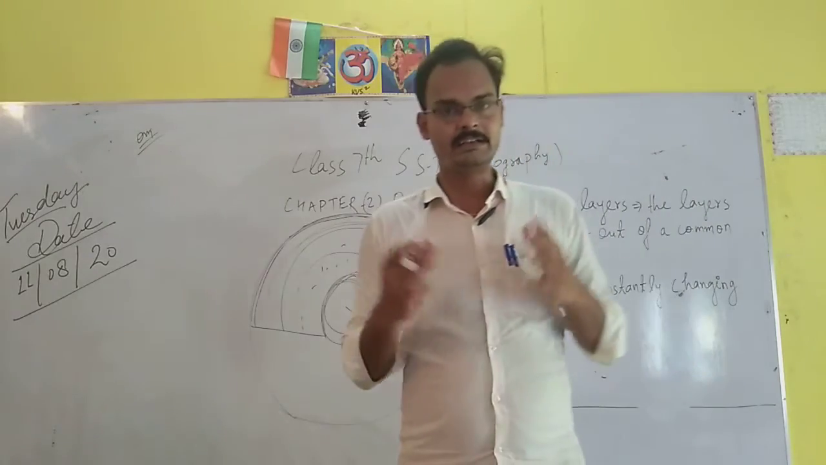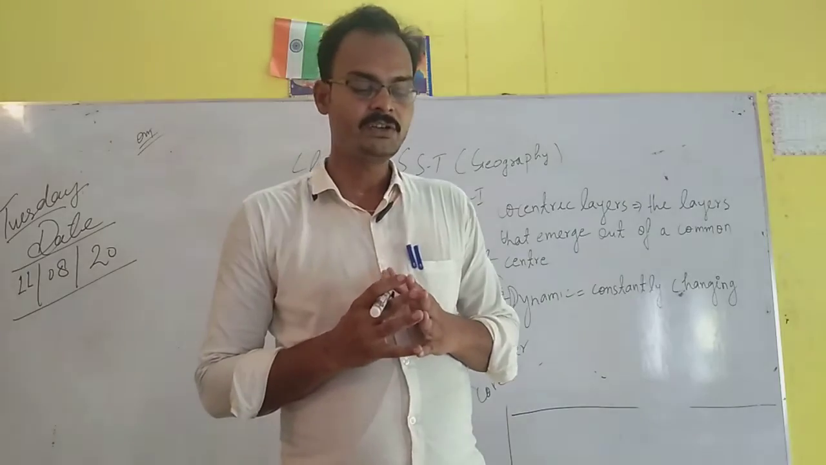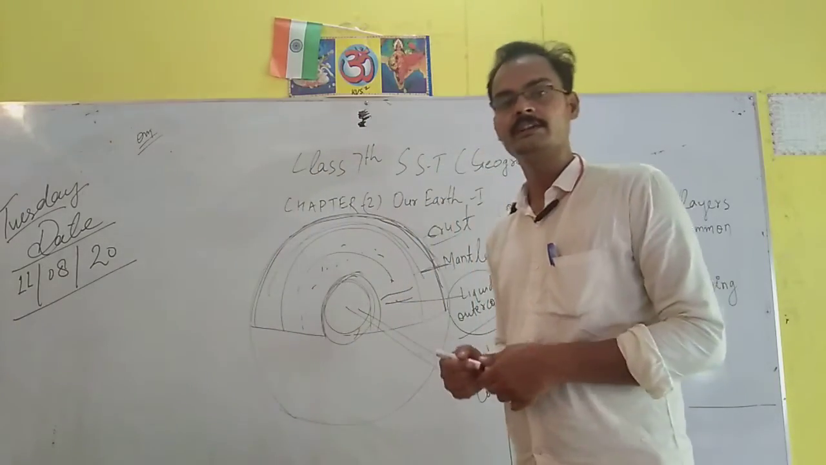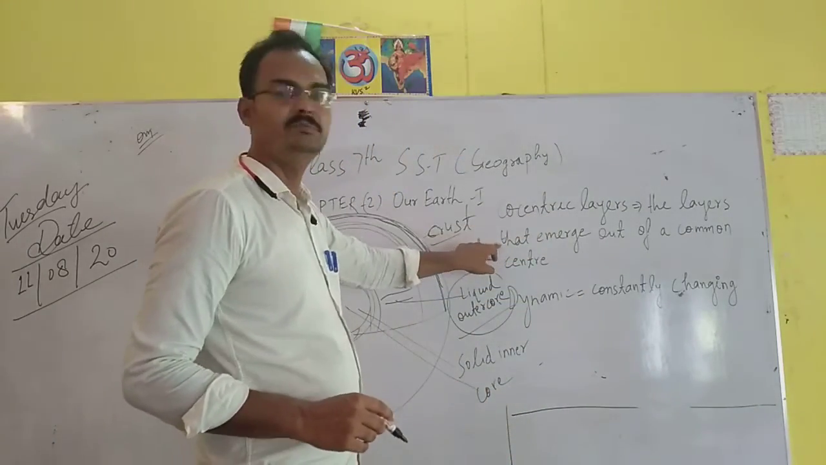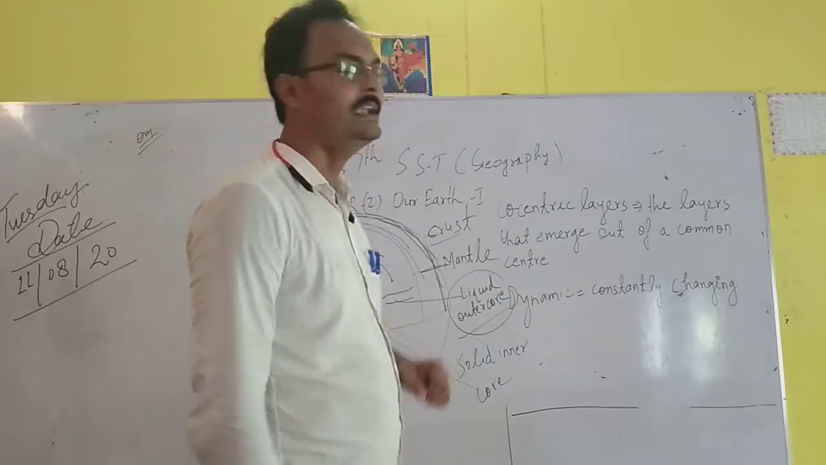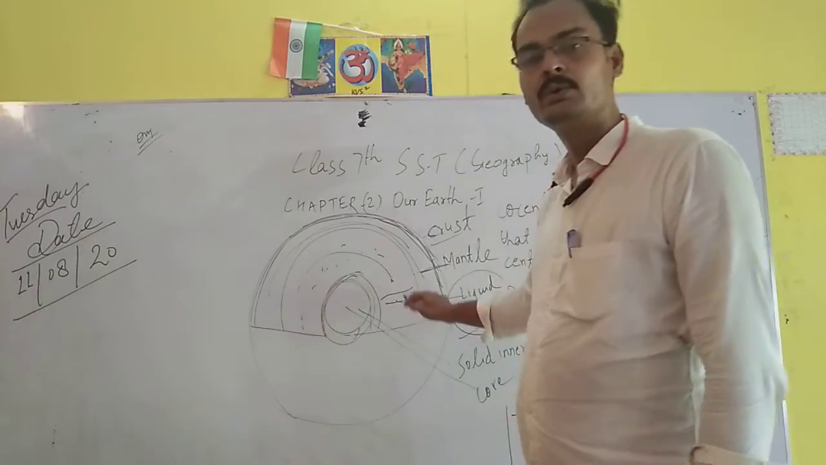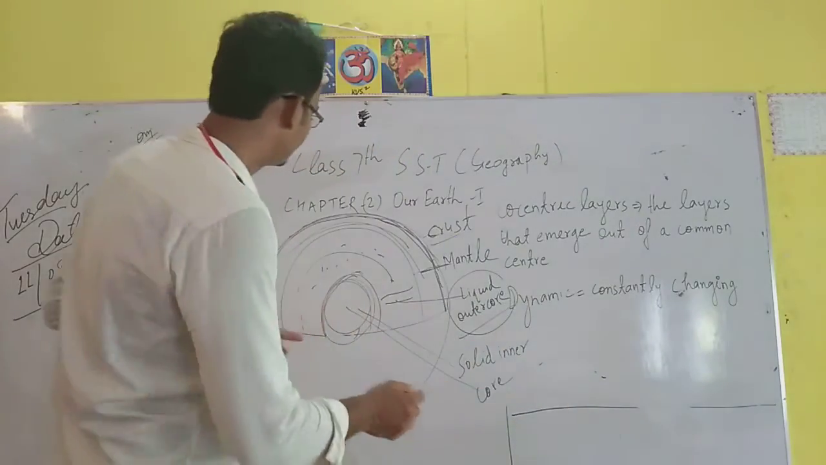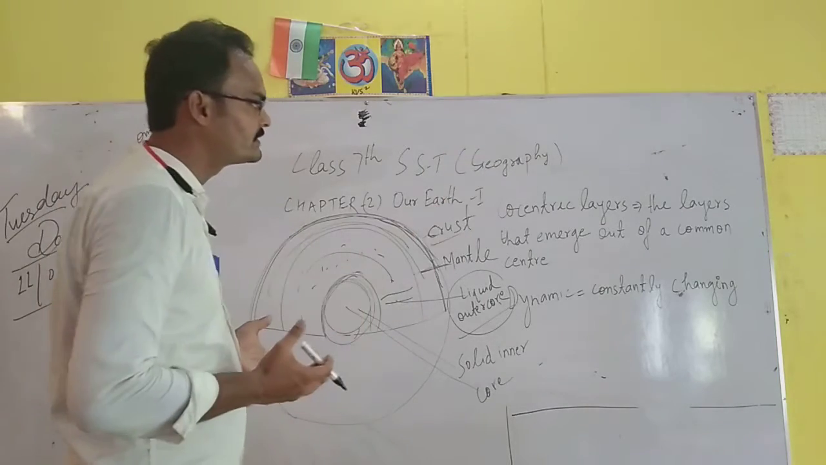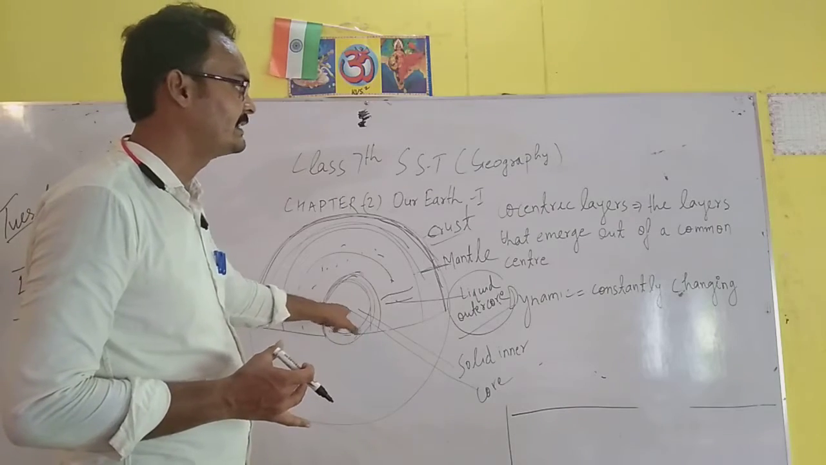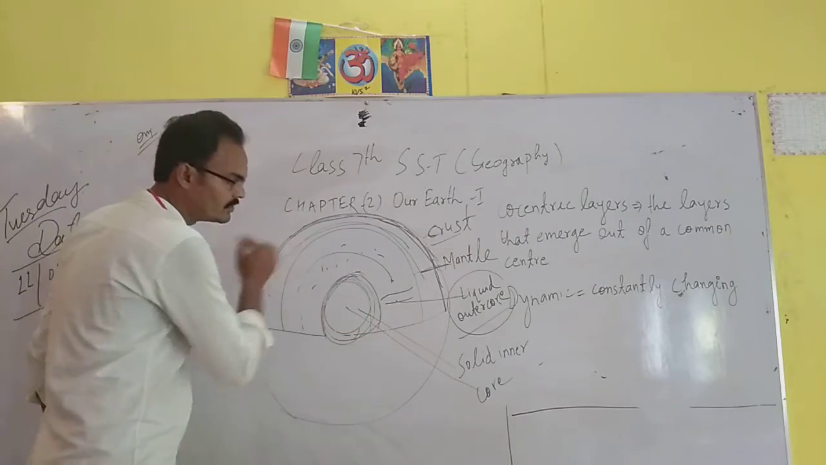The Earth has a structure like that of an onion. It is made up of 3 concentric layers. What are concentric layers, students? If you see on the board, they are the layers that emerge out of a common center. As I said previously, our Earth is like an onion. There are layers around the center, and these layers emerge outward, and there is a common center for all layers.